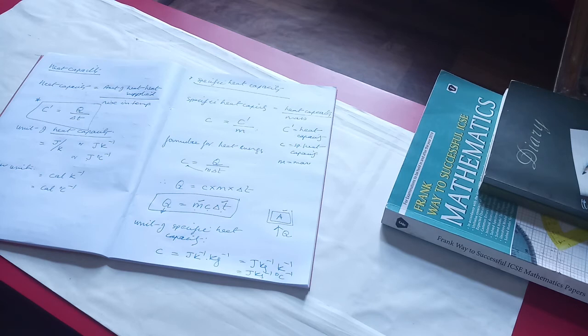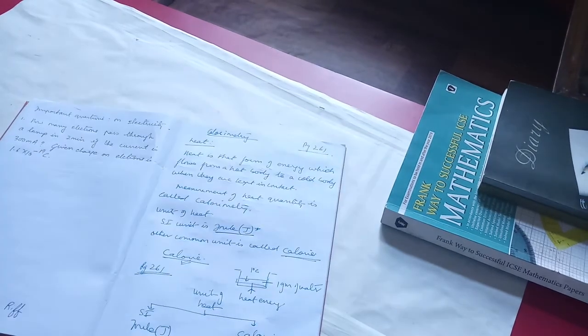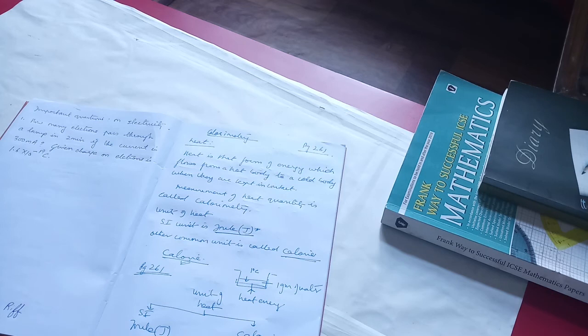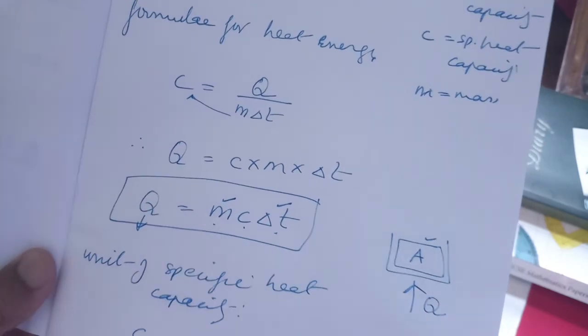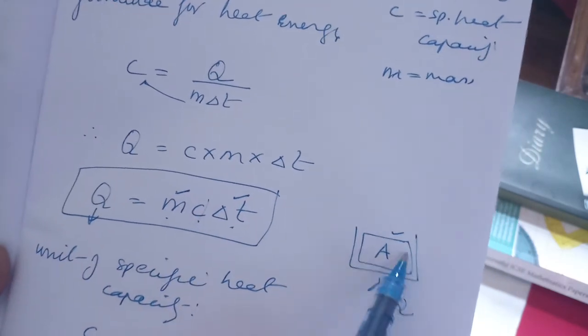In the next class, we will be starting another important topic in this chapter, that is the calorimeter. Basically, calorimetry is the measurement of heat quantity. So it has to deal with heat, and we have just found the formula for heat, that is m into c into delta T. What is m? The mass of the substance. What is c? The material of the substance, here the specific heat capacity.